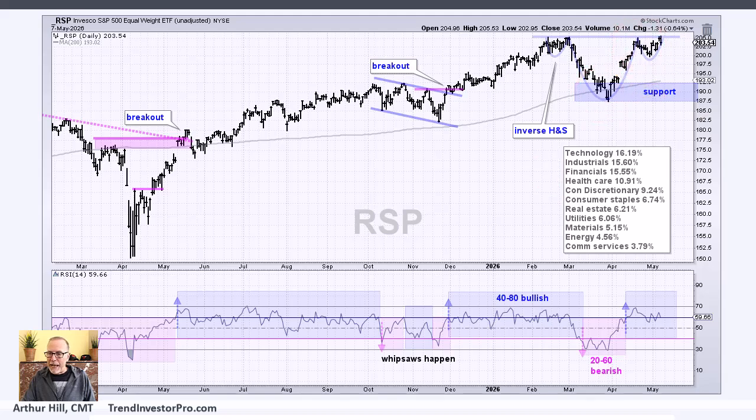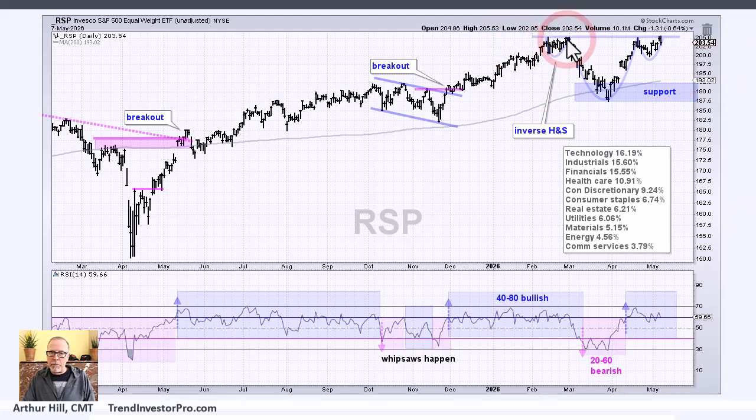And if we look at the pattern that's taking shape, we can see it's an inverse head and shoulders. We've got a little left shoulder there in February, a deep dip for the head in March, and then we have the right shoulder taking place here in April, May, and a break above neckline resistance at 205 would signal a continuation higher.